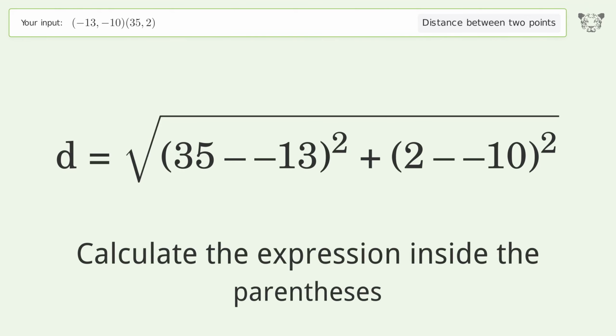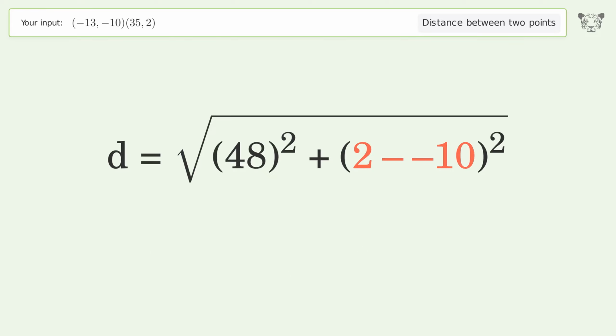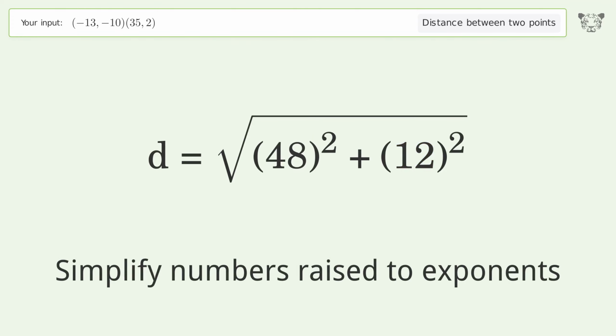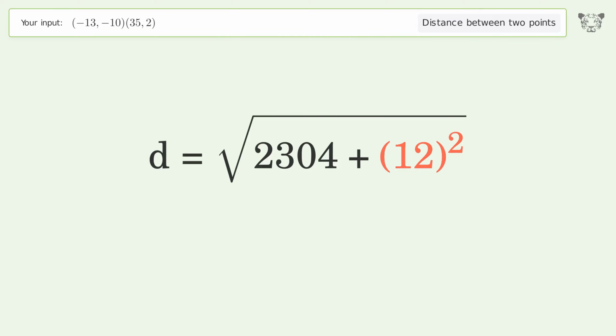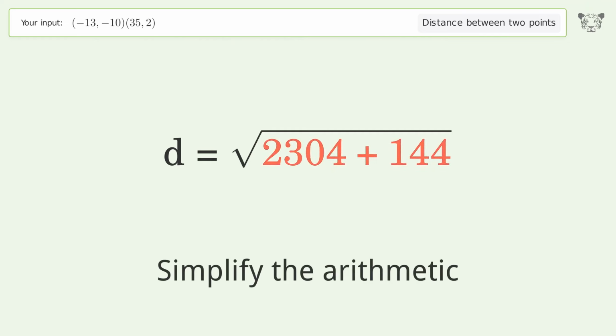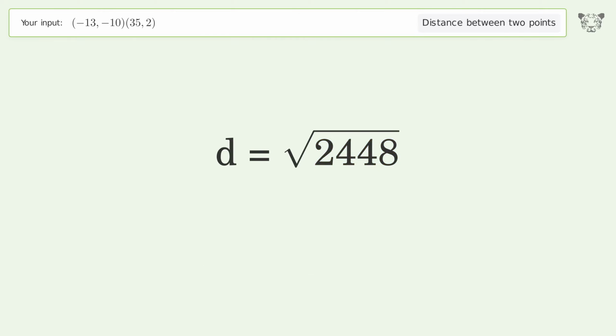Calculate the expression inside the parentheses. Simplify numbers raised to exponents. Simplify the arithmetic. And so the distance between the 2 points is the square root of 2,448, or 49.477.